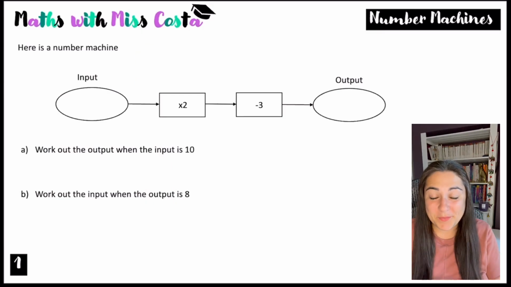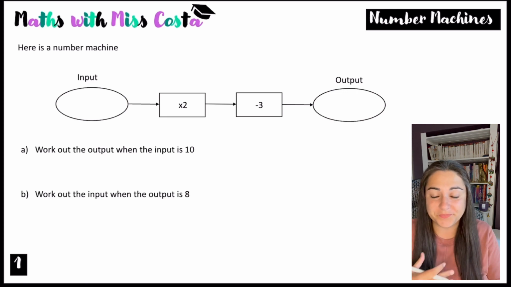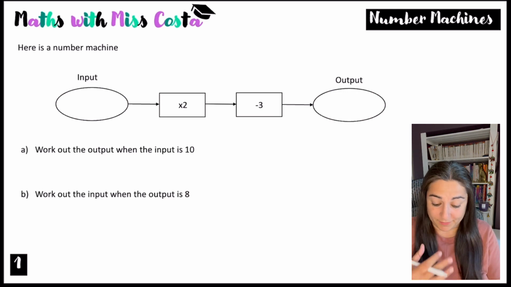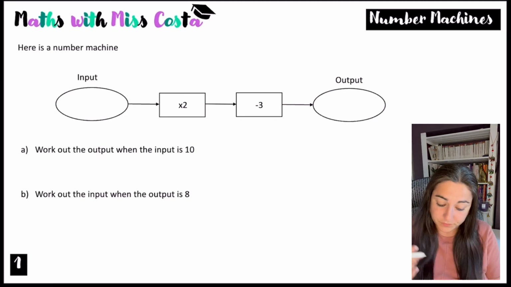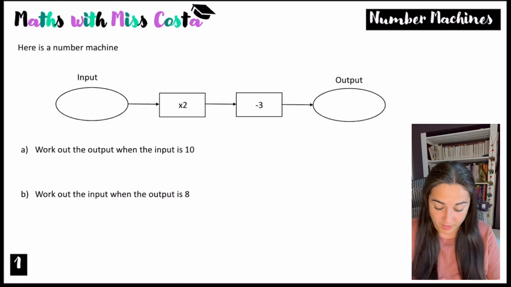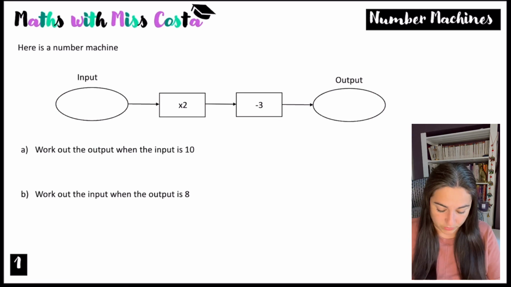Okay, so to begin with, we've got a number machine. All a number machine is something that has an input, some functions are operated on it, and then it has an output. So where it says input, that's a number that goes in. The little boxes tell you what operations are being operated on that number, and the output is what comes out.